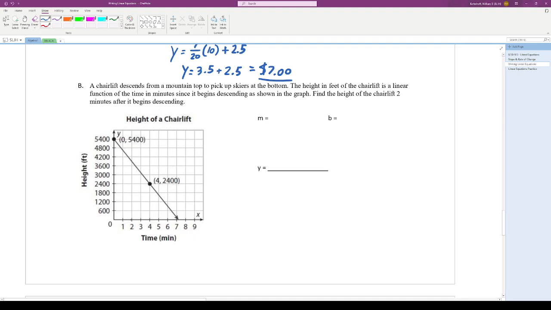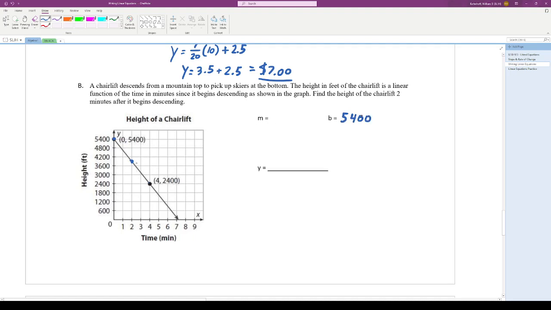So we can just look at the graph and see at 2 minutes, we're looking for this point right here. It looks like it's halfway between 4,200 and 3,600, but since it doesn't fall right on an intersection like these points, it's a little tough to say if it's exactly halfway. So what we're going to do is figure out our slope, our y-intercept, and then write our equation to figure this out. Our y-intercept is the easy one. That's on our y-axis, and it happens at y equals 5,400. So that is our y offset there.